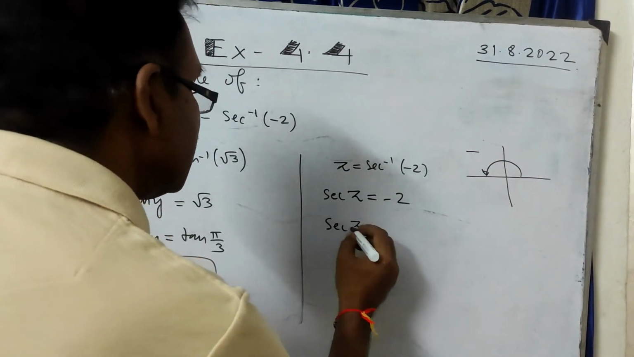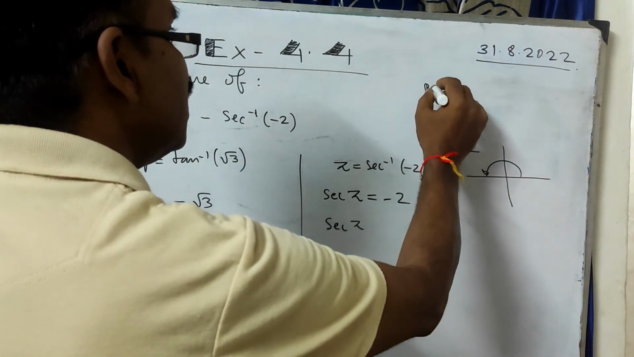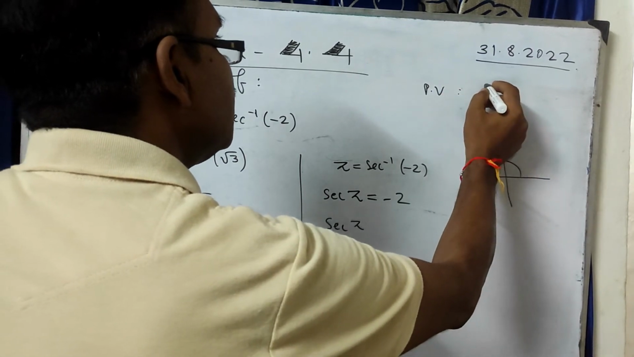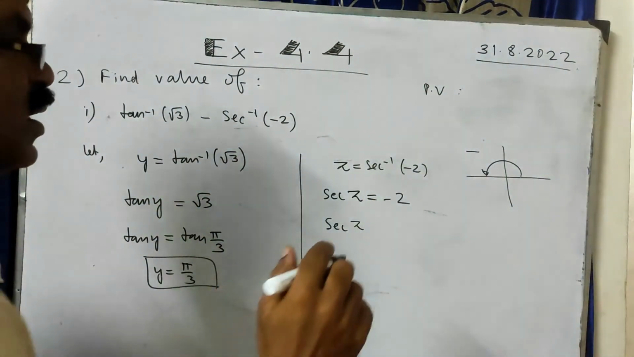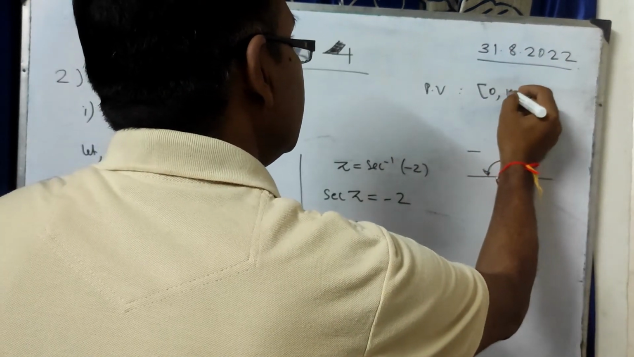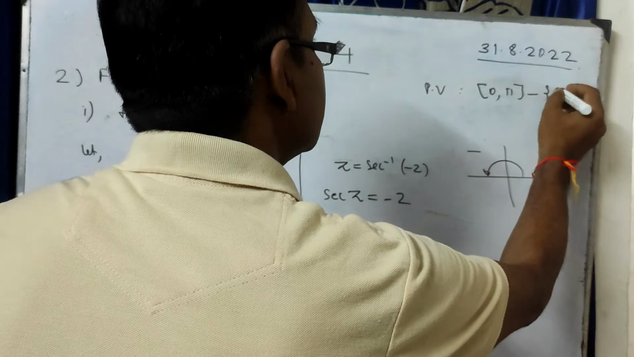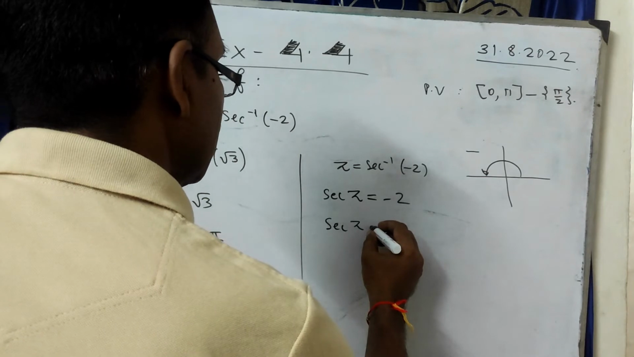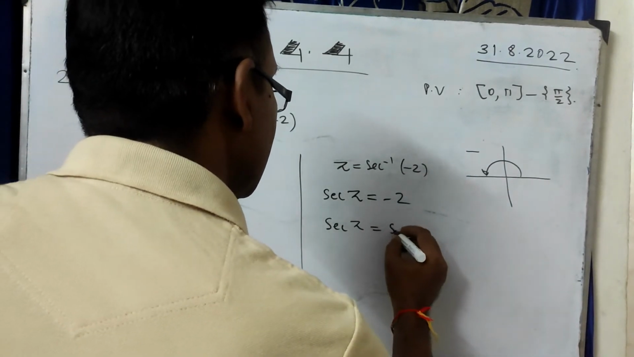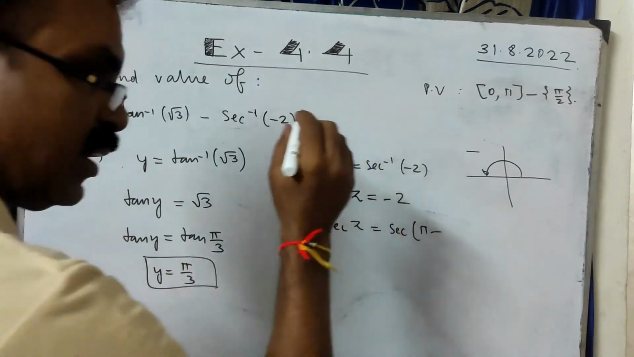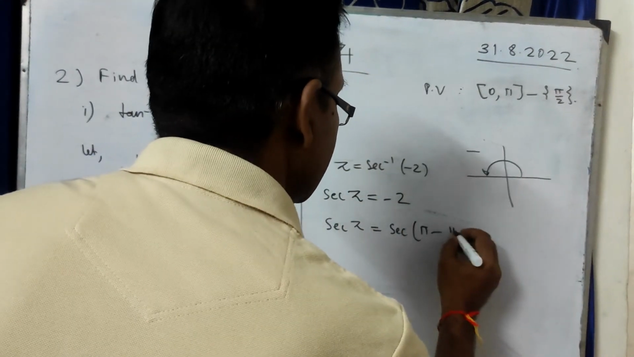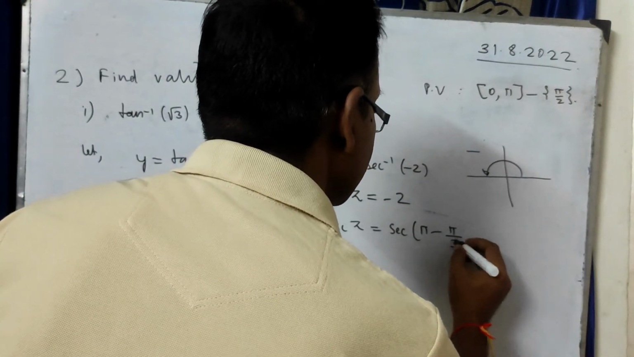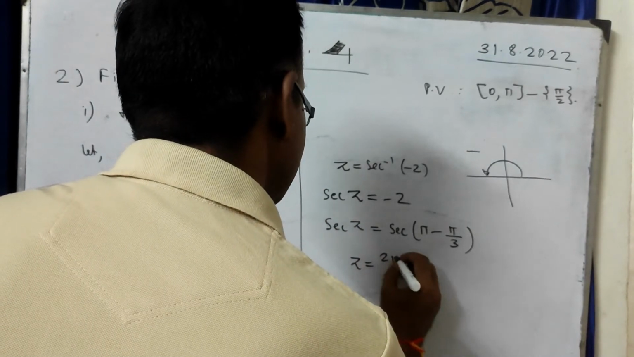So for secant z, what is the principal value? 0 to pi, don't write in this. 0 to pi, excluding pi by 2. Secant z is equal to minus 2 means in this quadrant, so secant of pi minus 60 degrees, because cos 60 is half. So z is equal to 2 pi by 3.